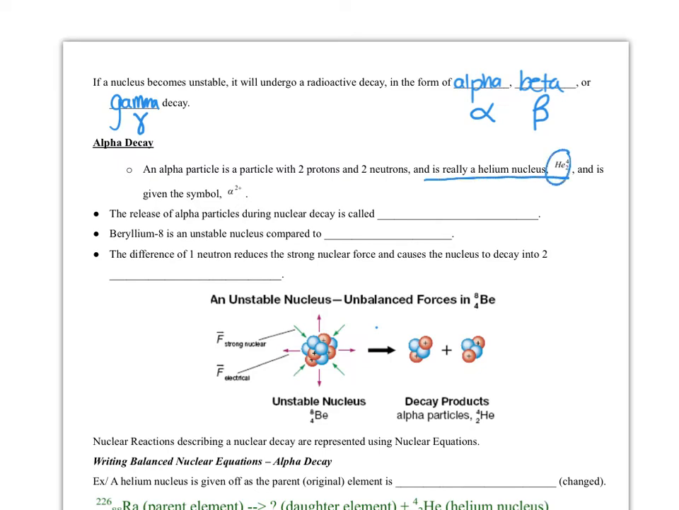They've kind of written it backwards here in our notes, noting that we would actually write it with the numbers out front. And it's given the symbol alpha 2 plus because protons have a charge of 2 positive, or sorry, each one is 1 positive, so 2 of them would be 2 positive. The release of alpha particles during nuclear decay is called alpha radiation.